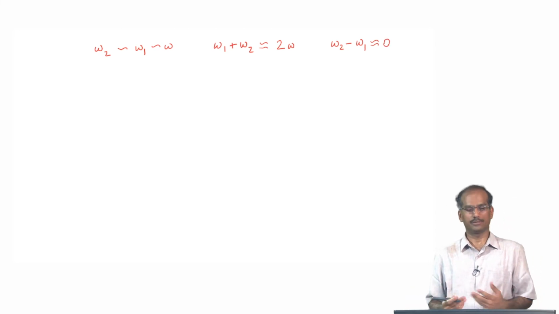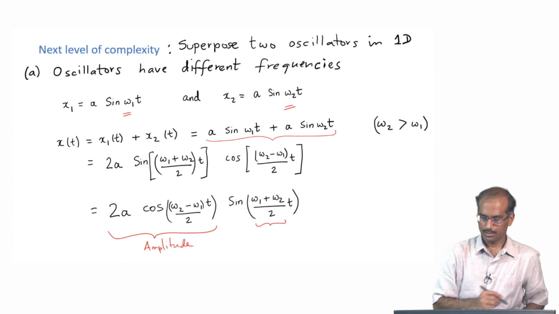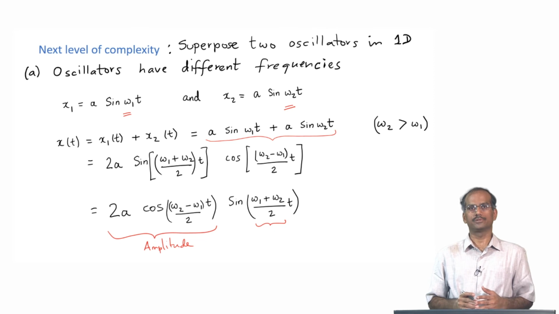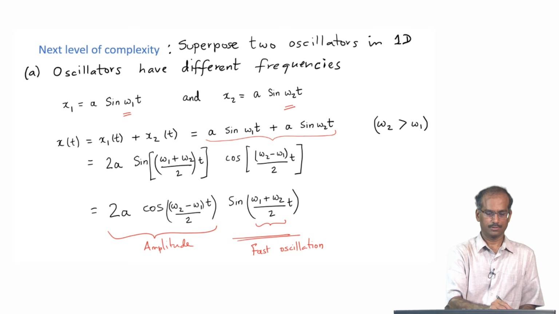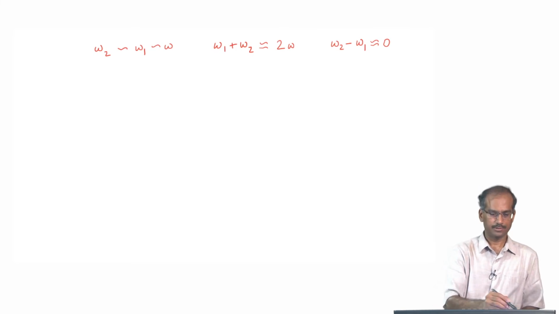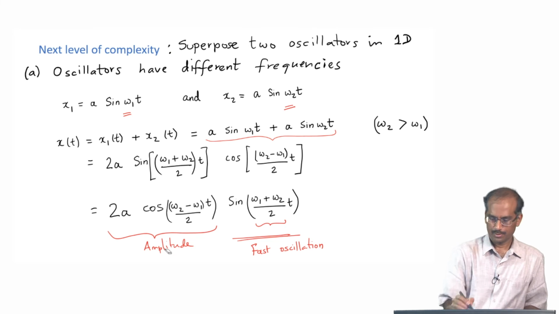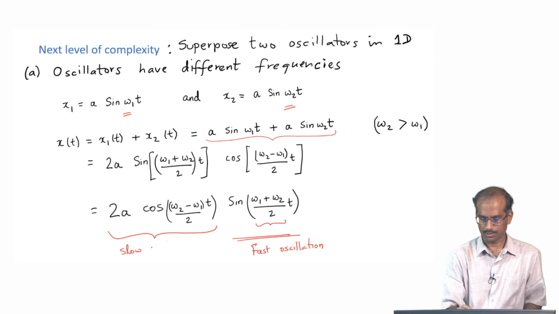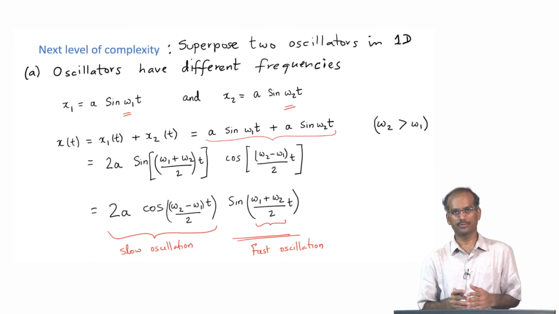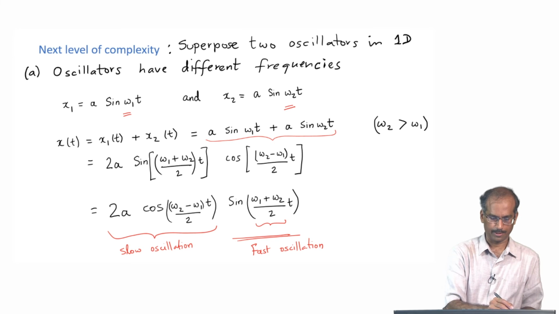In such a situation, the product of our two terms basically tells us that the sine term is going to do a fast oscillation because omega 1 plus omega 2 is large, and the cosine term here is going to do a slow oscillation simply because omega 2 minus omega 1 is very close to 0, a very small number.